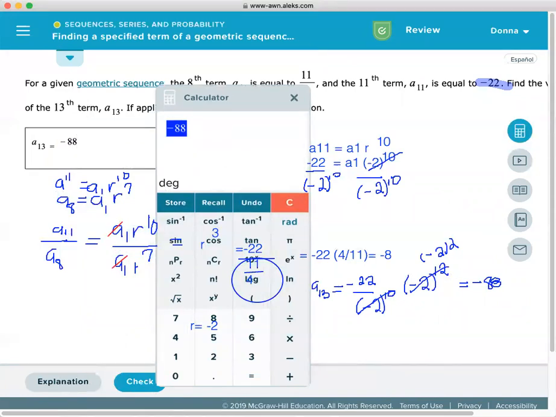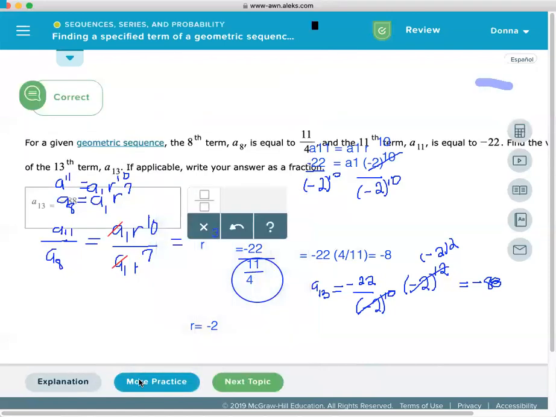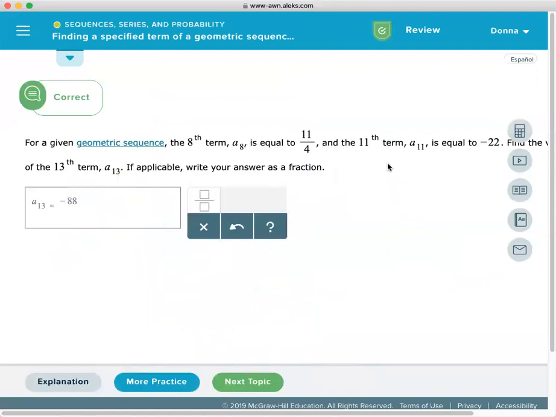So I hope this movie on finding a specific term of a geometric sequence given two values is helpful.